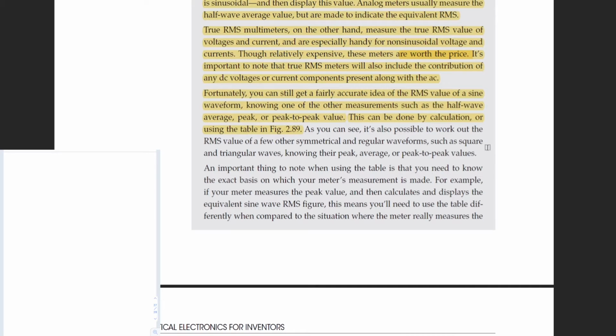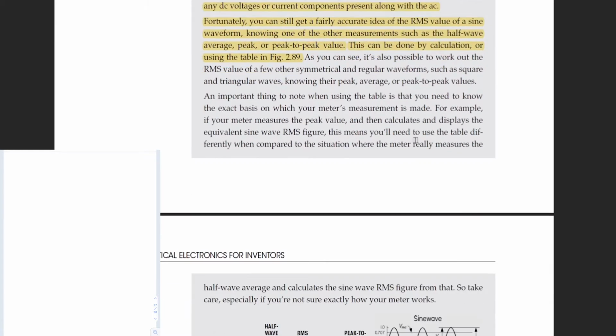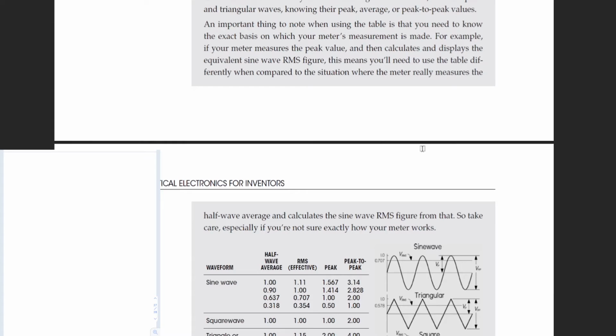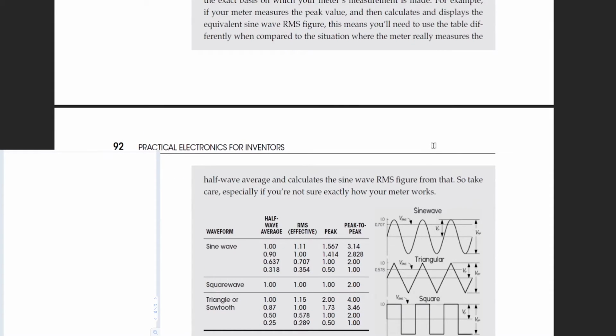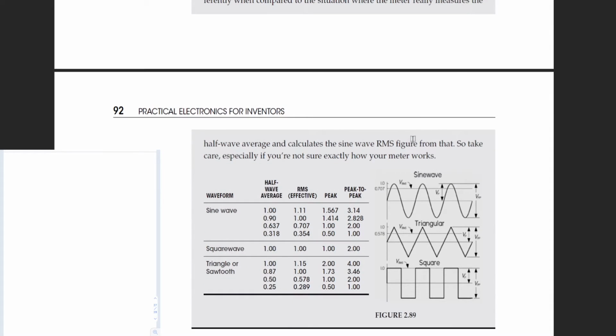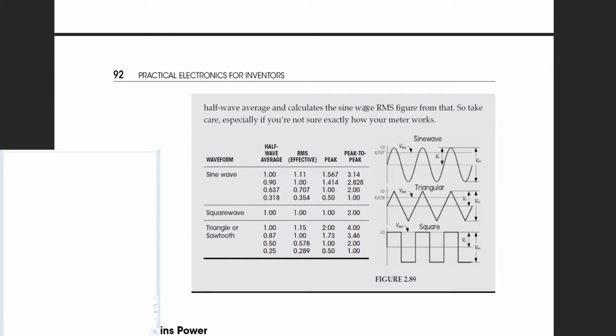An important thing to note when using a table is that you need to know the exact basis on which your meter's measurement is made. For example, if your meter measures the peak value and then calculates and displays the equivalent sine wave RMS, this means you'll need to use the table differently when compared to the situation where the meter really measures the half wave average and calculates the sine wave RMS figure from that. So take care, especially if you're not sure exactly how your meter works. I don't really know what to take away from that.